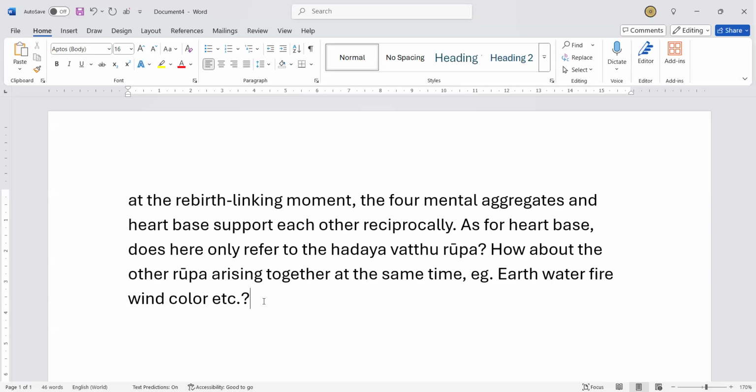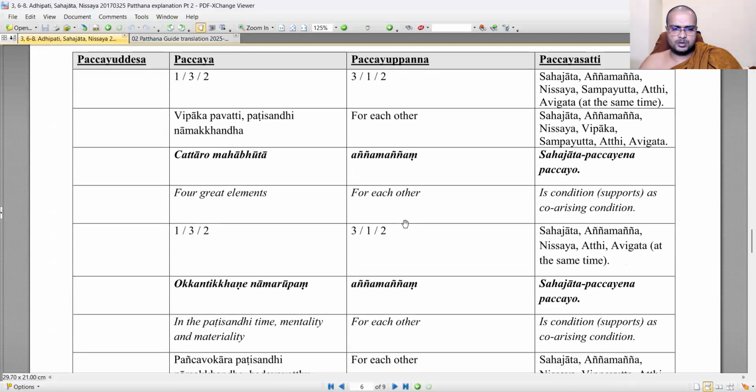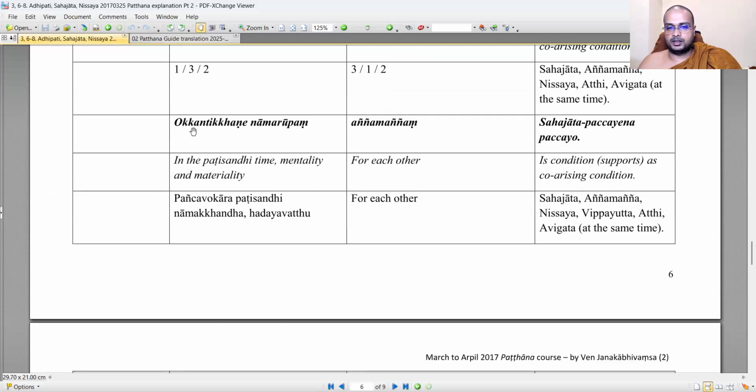So when we are chanting the Paccayaniddesa, right? It says Patisandhikkhane. Okay, let me show it for the other students. Yeah, here, right? This is the one you are referring to. Okkantikkhane namarupam annamannam sahajata paccayena paccayo. So at the rebirth-linking time, mentality and materiality support each other with the Sahajata condition. So this is given in general. But when we go into further depth, it is given as the Vatthu Rupa, the Hadayavatthu is referred to. I think in the commentary here it is very specifically mentioned about the heart base only.